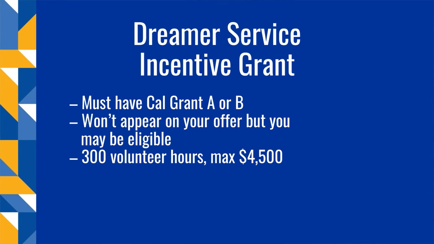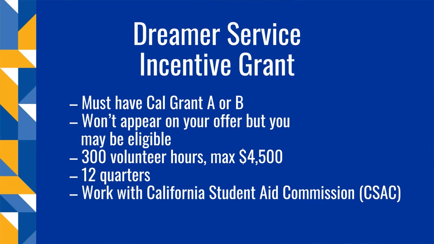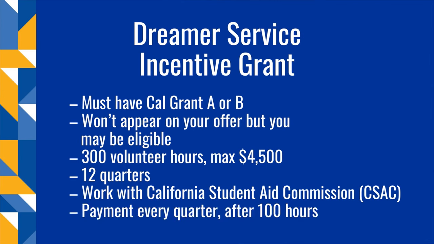Students who provide 300 volunteer hours at a qualifying service organization can earn up to $4,500 per academic year. The grant is available to a student for up to 12 quarters while they have an active Pell Grant A or B award. DSIG is a program administered by the California Student Aid Commission. You will be working with them and submitting forms to them to verify your eligibility. Payment for the volunteer work comes every quarter after you serve your 100 hours.